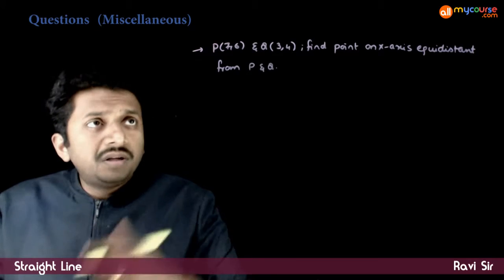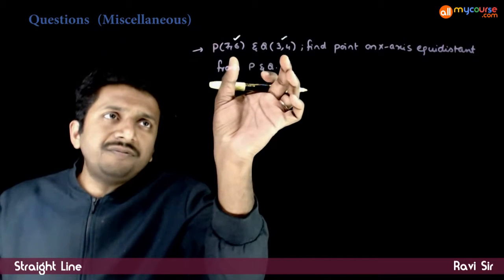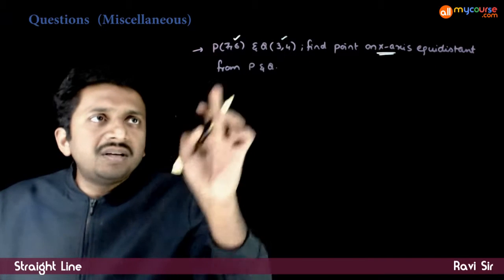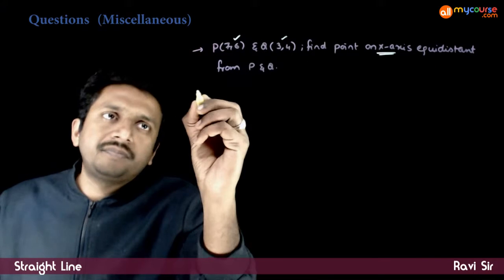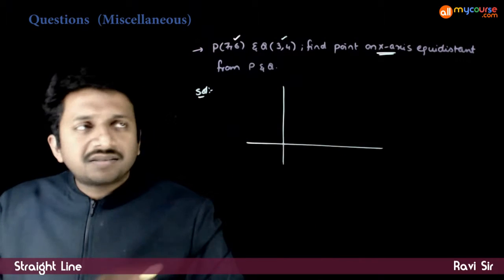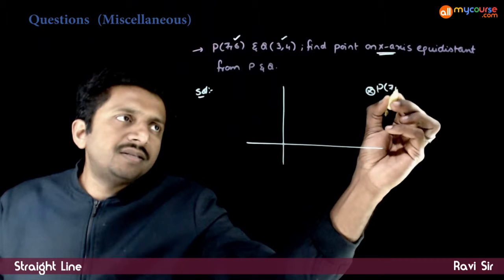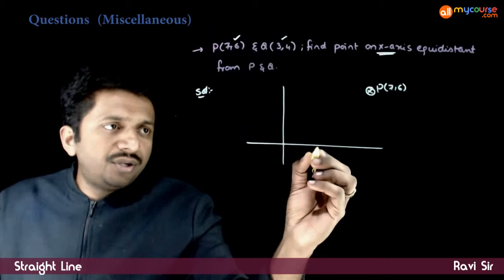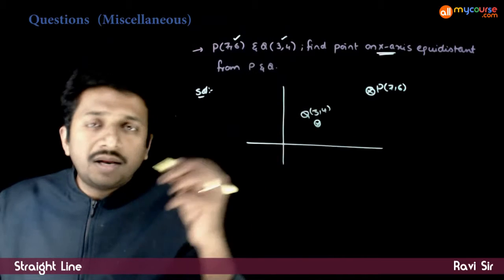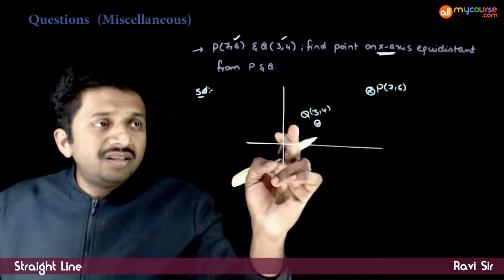In this question, you're given 2 points, P (7, 6) and Q (3, 4), and you're asked to find a point on the x-axis which is equidistant from these 2 points P and Q. If you draw the diagram, it looks something like this. You have the point P (7, 6), and Q is (3, 4). You're asked to find a point on the x-axis which is equidistant from these 2 points.